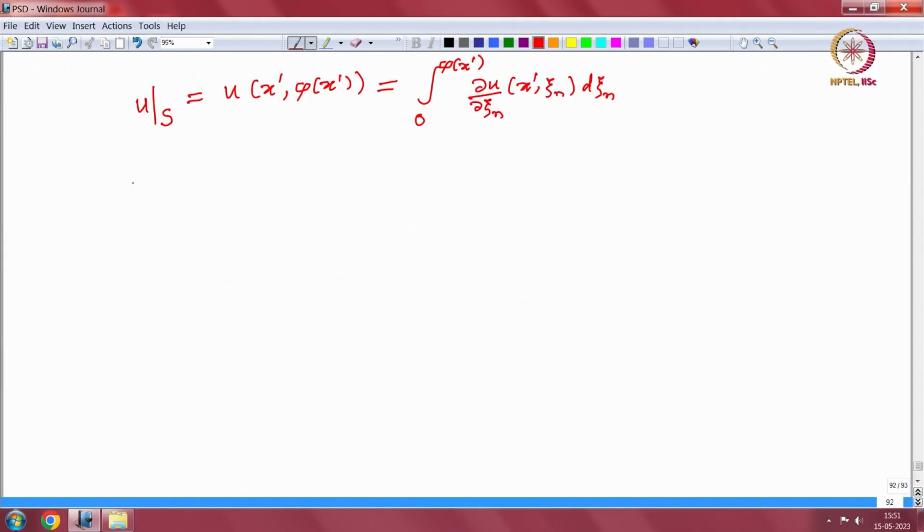Okay. So, that implies u restricted to S squared is less than or equal to, by Quasi-Schwarz, the integral from 0 to A, because phi is also less than or equal to A, of del u by del x n squared. Maybe I should do that in the next step.